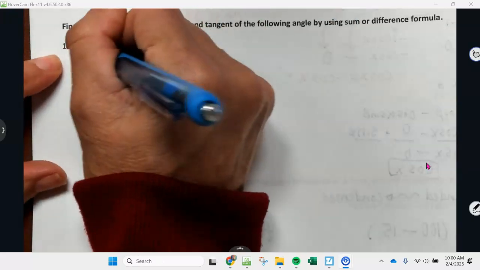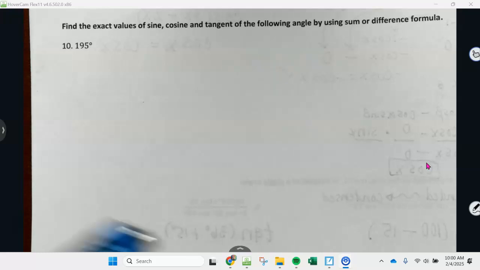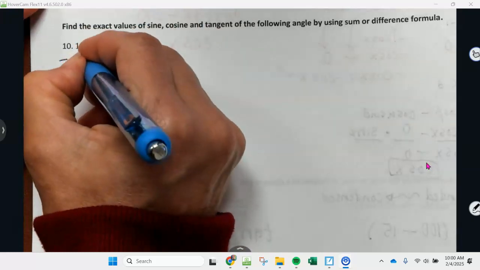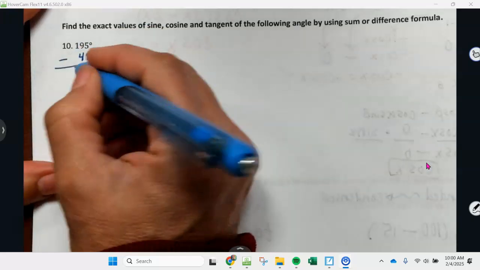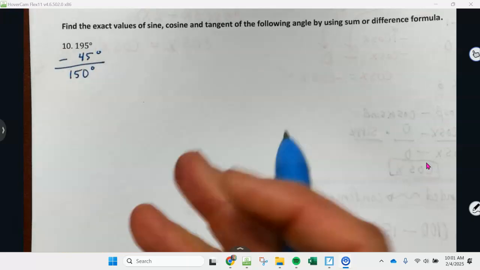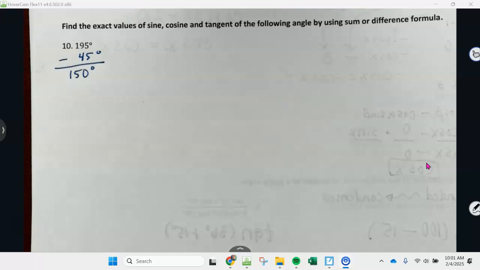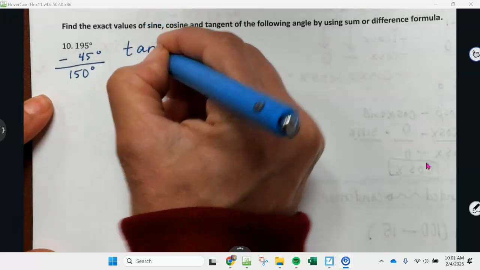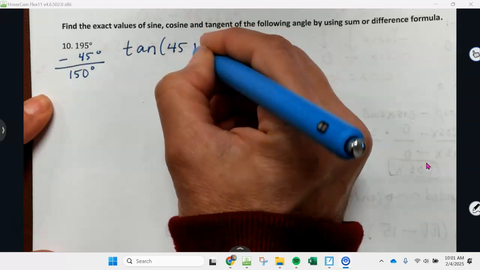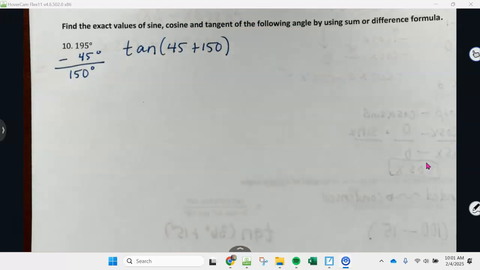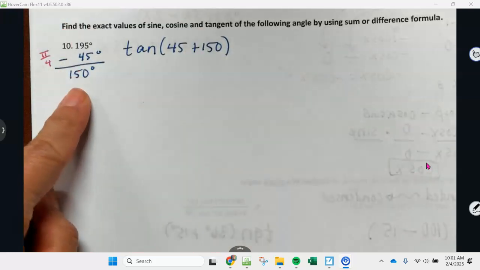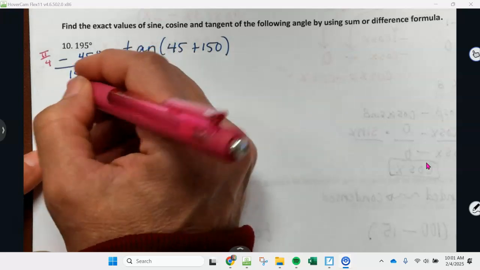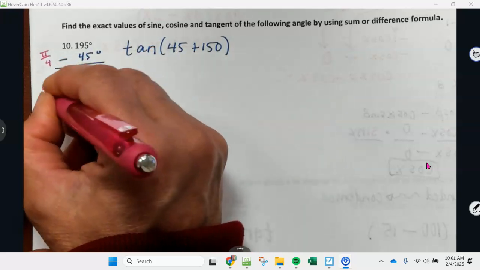Tangent of 195 degrees. 195 is not on the unit circle, but it ends in a 5. I'm going to subtract 45 from it. So 195 minus 45 is 150. Cool. Both of those are on the unit circle. I'm rolling. So we are going to find tangent of 45 degrees plus 150 degrees because that adds up to 195. And for me, just going to jot down the radians because I know everything based on radians. 150 degrees is in quadrant 2, and it is 5 pi over 6.